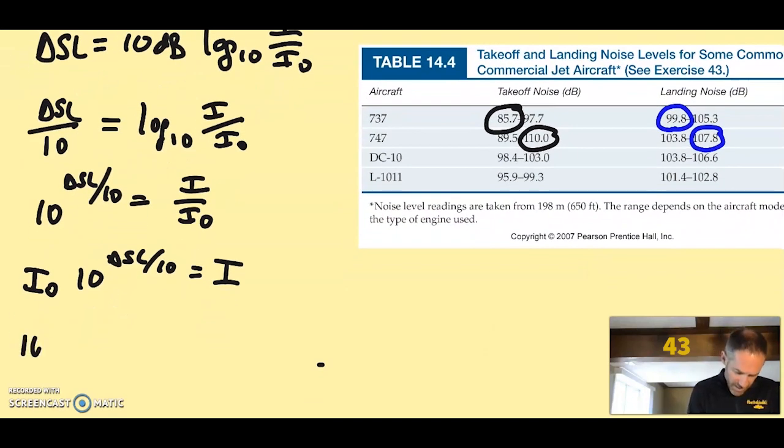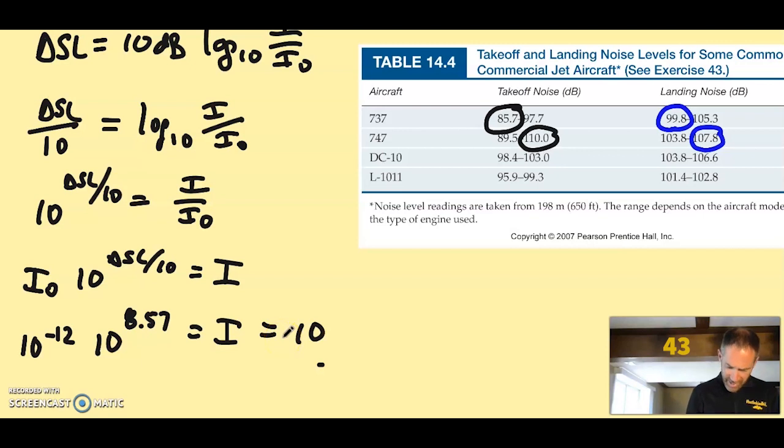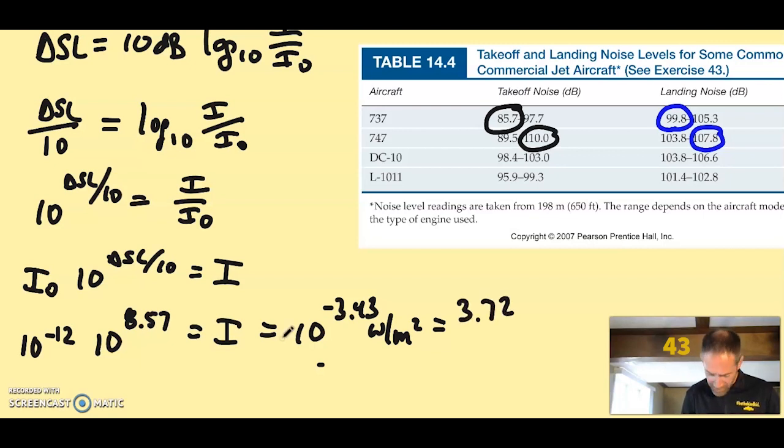Let's take 10 to the minus 12 times 10 to the what? 85.7 divided by 10, 8.57, equals that intensity. And you could just add those two things together and get 10 to the, what would that be? Negative 3.43 watts per square meter. If you do want to, you can put that in the machine. I did that before I made the video. 3.72 times 10 to the minus 4 watts per square meter.